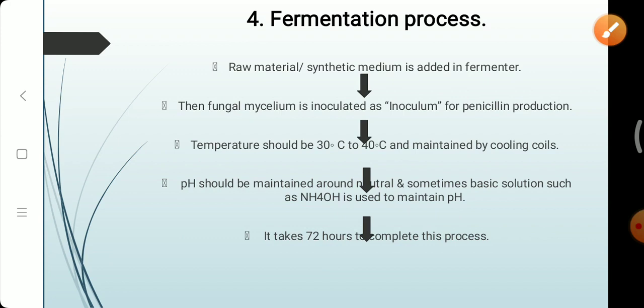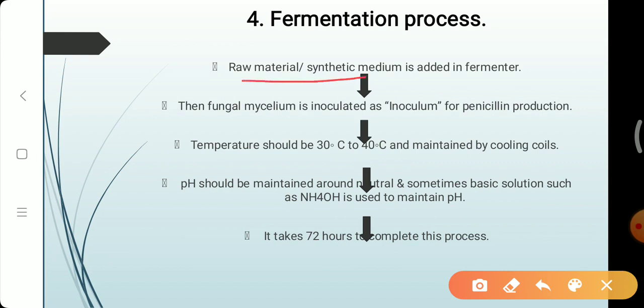Fourth step is the fermentation process. In the fermentation process, first of all we take a fermenter. In the fermenter, we add the raw material or a synthetic medium. After adding the raw material, we go for sterilization. After sterilization, we add the culture. Fungal mycelia is inoculated as an inoculum for the penicillin production.